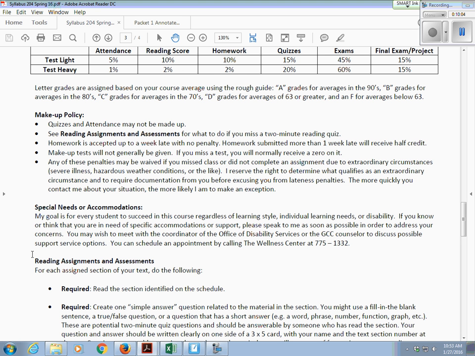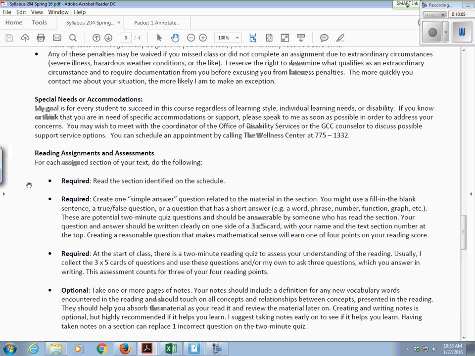Just let me know what's going on. We'll figure it out. If you have any kind of special needs or accommodations, let me know.